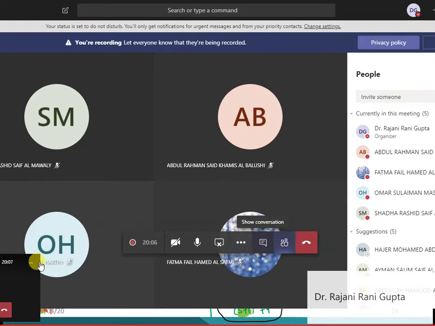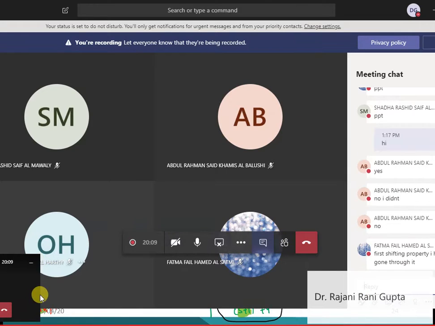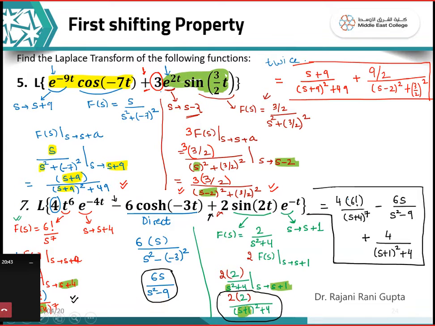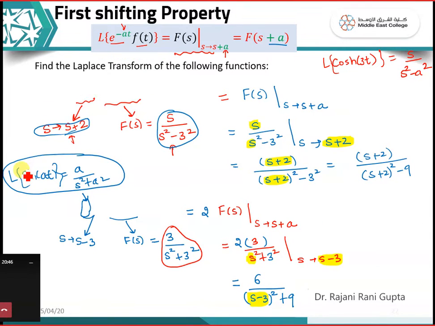Okay, now what we can do is, like I already explained first shifting property, you didn't go through. So let me just give you briefly the first shifting property. But I think you can understand it very well from there. Let me just give you one example for that. I already uploaded videos for that. So you can go through that in detail in case you didn't understand it. So I'll just explain briefly what the first shifting property is.